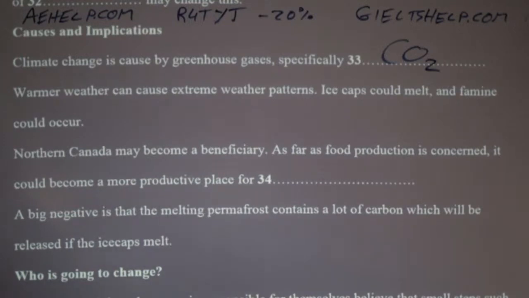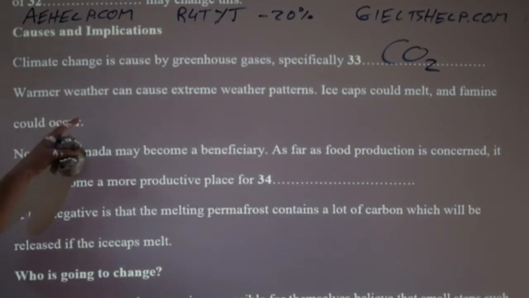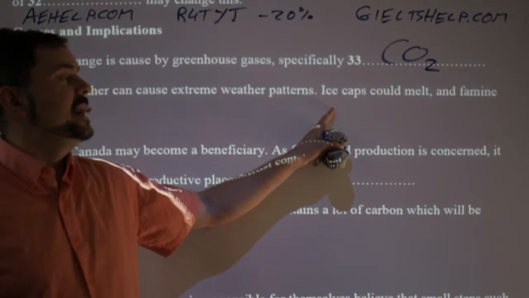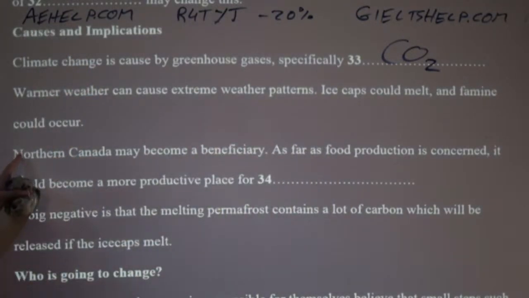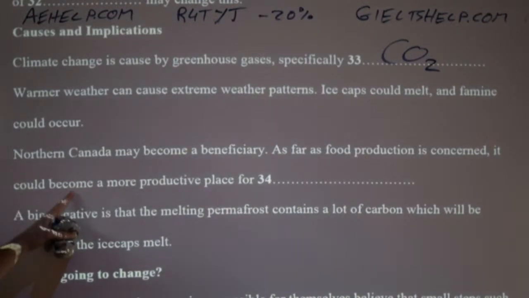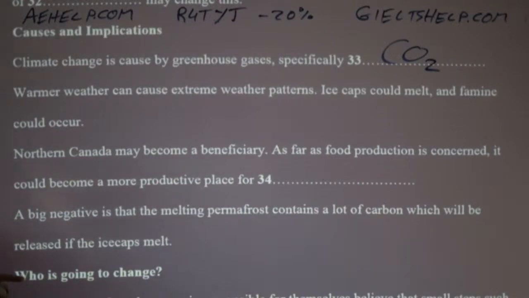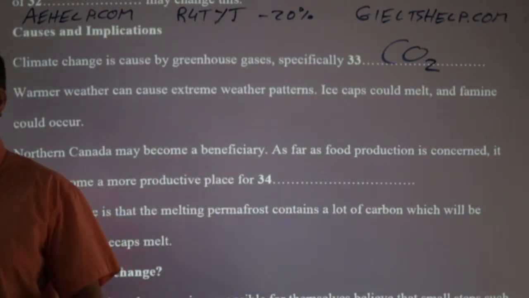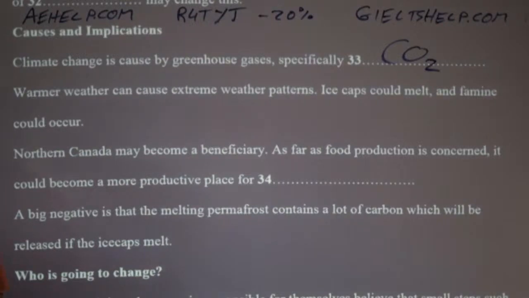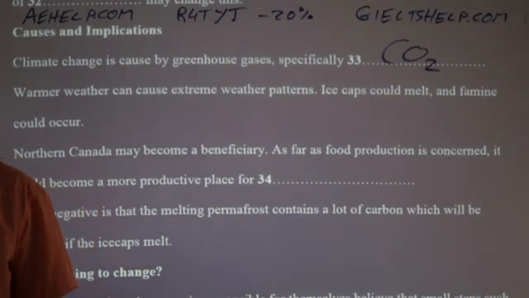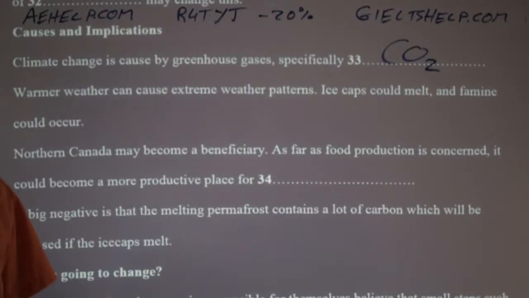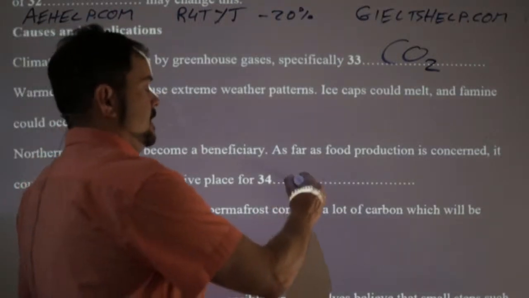Okay, so warmer weather can cause extreme patterns. Ice caps could melt and famine could occur. Northern Canada may become a beneficiary as far as food production is concerned. It could become a more productive place for what? I can't read the Cyrillic, but you have the right idea. Yeah, for farming. And it's very true.